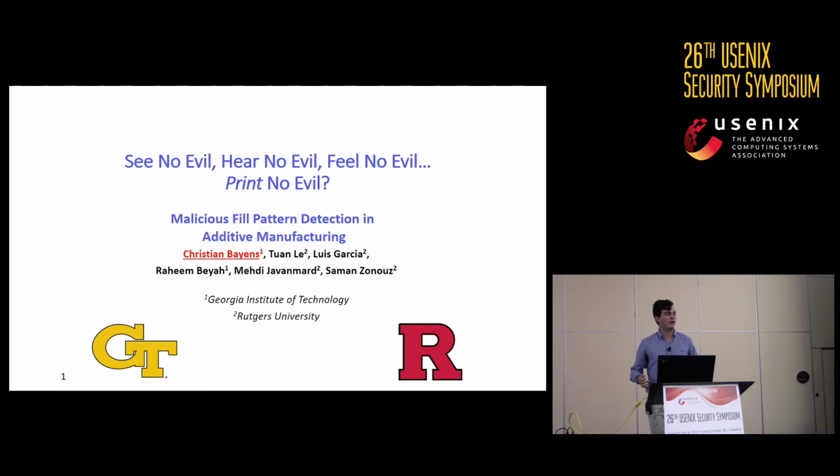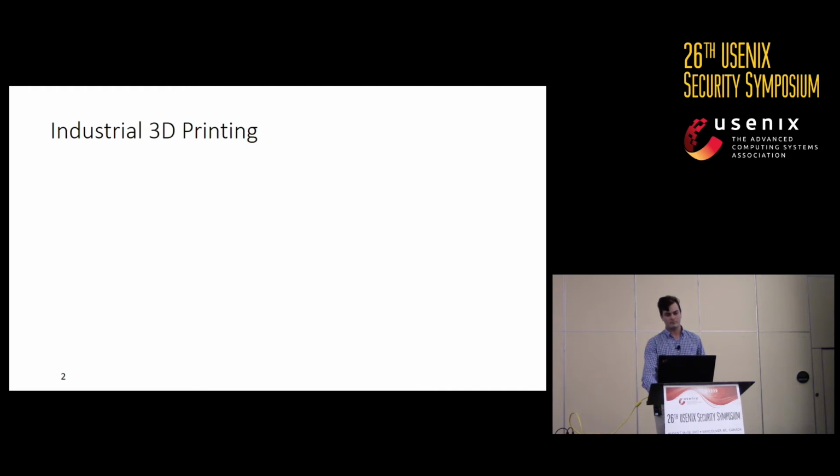Now, kind of an elevator pitch version of this, what we're going to take a look at is an industrial 3D printing workflow in which we don't trust anything about the network, the PCs, or anything like that, and we're going to look at the physical side channels of the 3D printing process to be able to verify that our print carries out the way that we want it to.